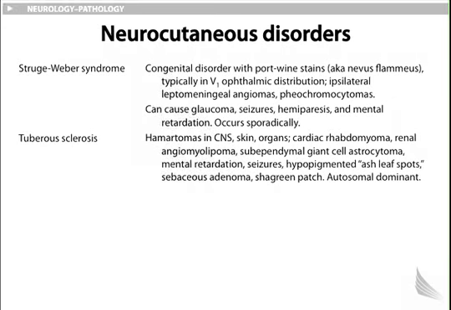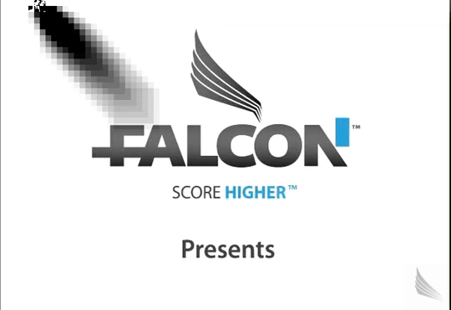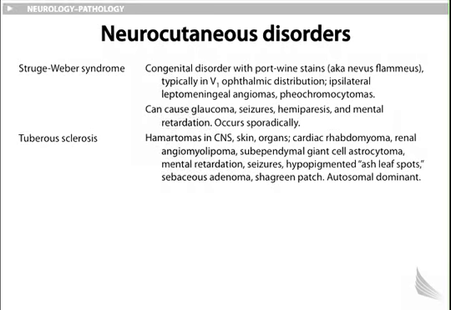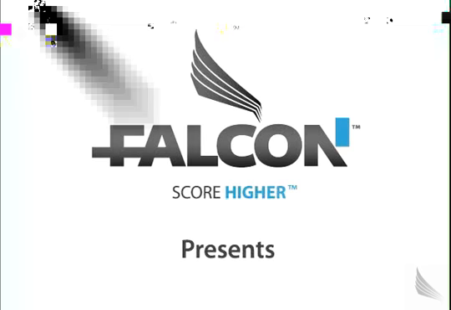Tuberous sclerosis involves multiple hamartomas in the CNS, skin, and multiple organs. These patients can have cardiac rhabdomyomas, renal angiomyolipomas, subependymal giant cell astrocytomas. They can also have mitral regurgitation, seizures, hypopigmented so-called ash leaf spots, sebaceous adenomas, and shagreen patches. The disease is autosomal dominant.